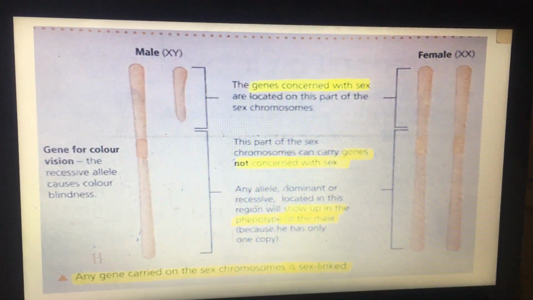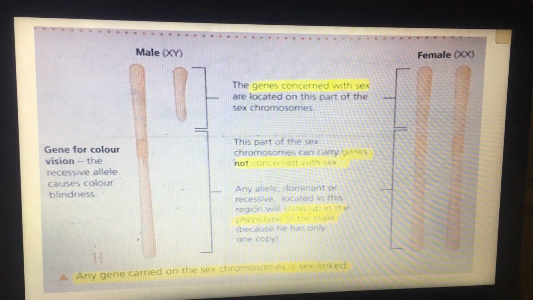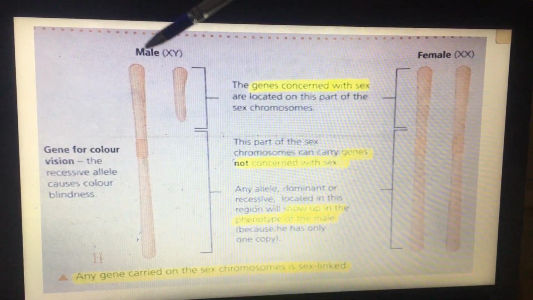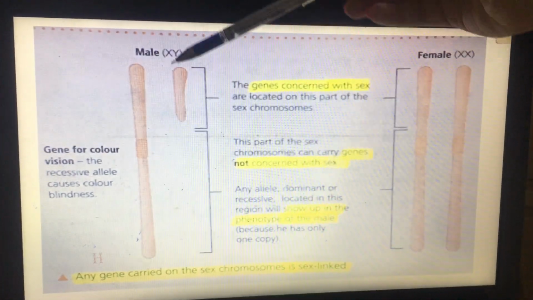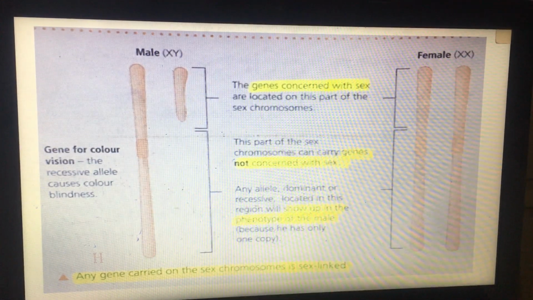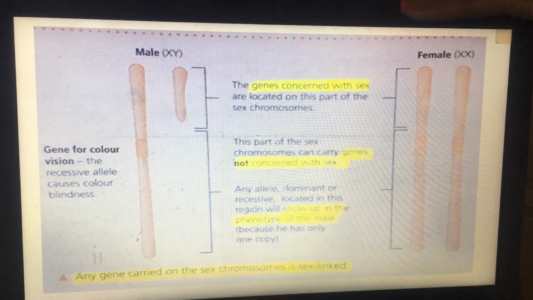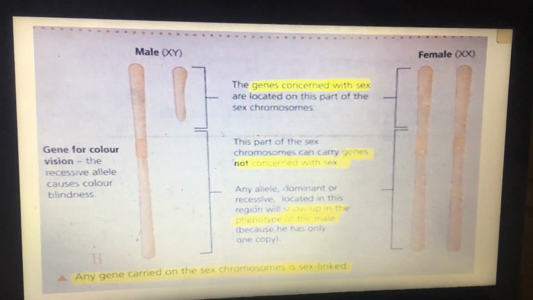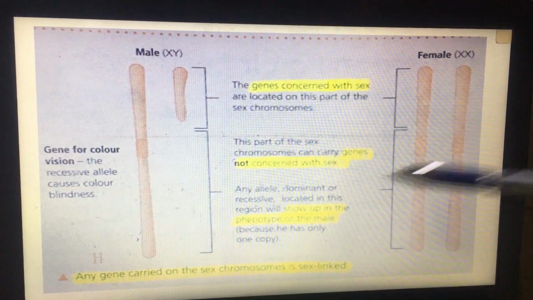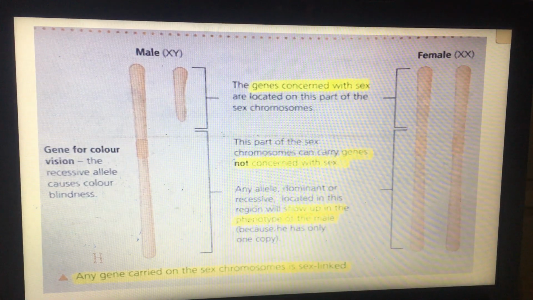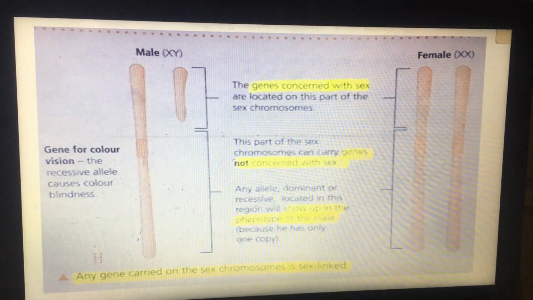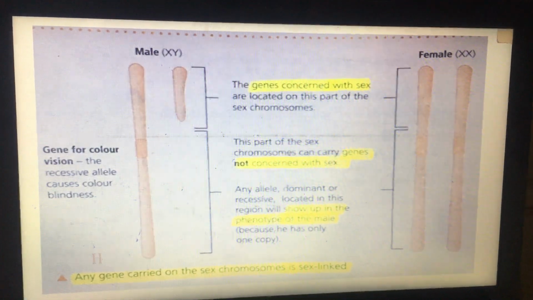Also, the X chromosome shows up in the phenotype of the male. So, the male has X and Y, but only X shows the phenotype of this male. The Y here is only for telling us if this child is male or female. By the presence of Y, this child is male. Okay. Here they defined sex-linked again. They said that any gene carried on the sex chromosomes is sex-linked, such as color blindness and hemophilia.